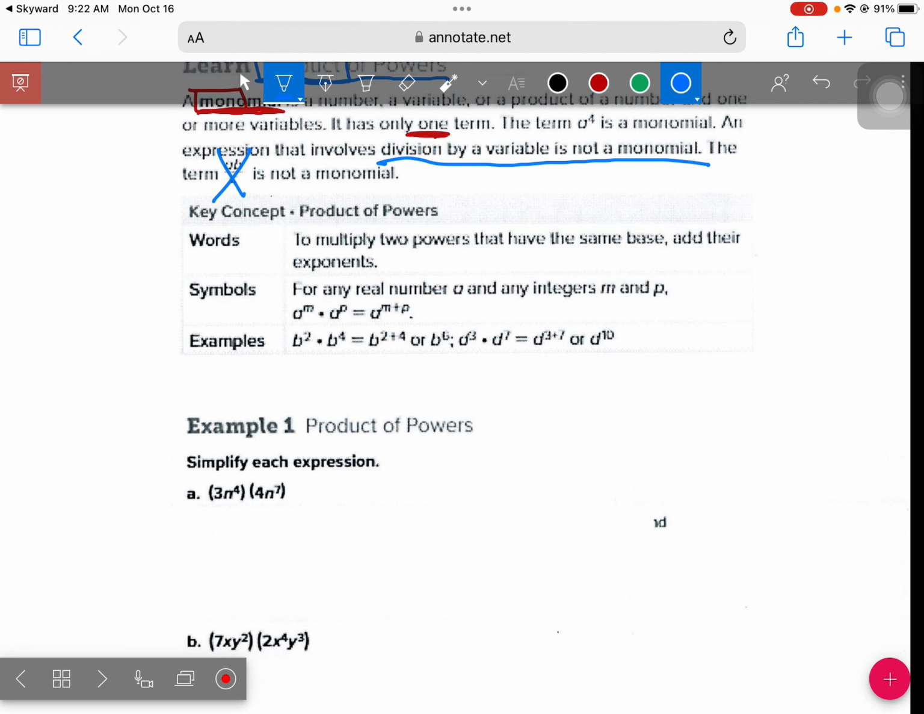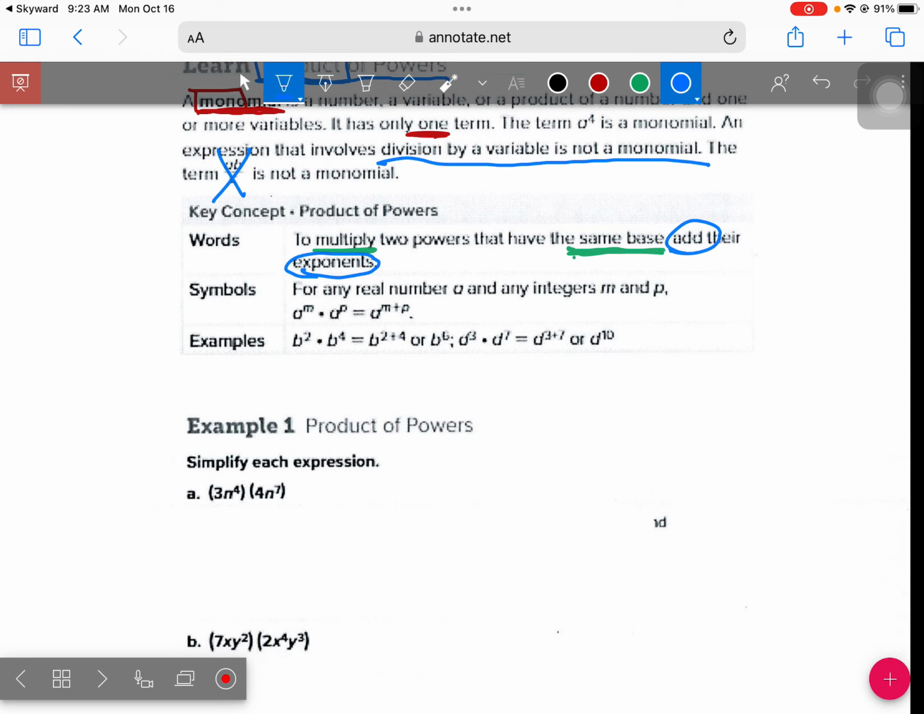Key concept, the product of powers. To multiply two powers that have the same base, they have to have the same base. So I want you to underline same base. You are going to add the exponents. Encircle that. Add the exponents. Okay?